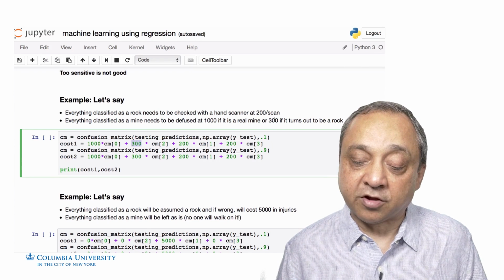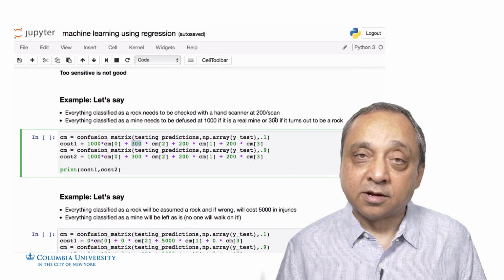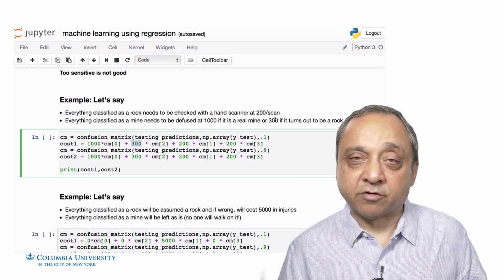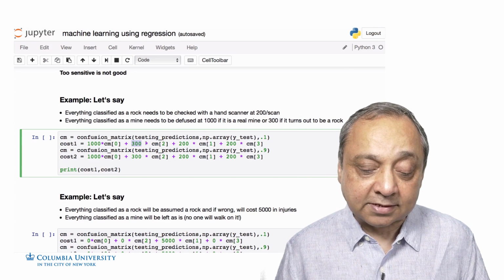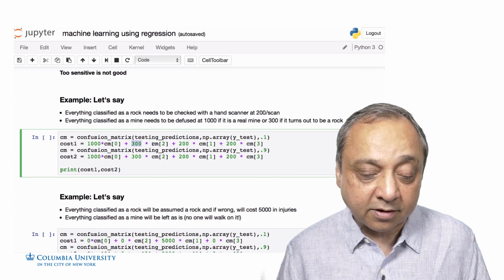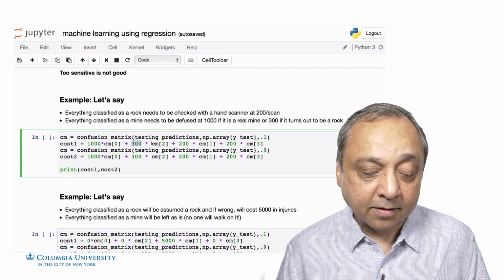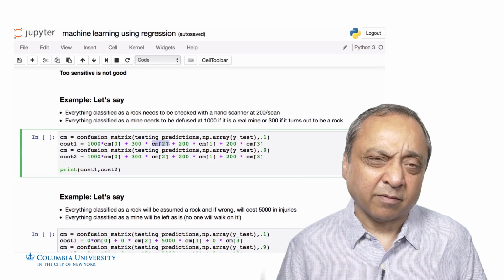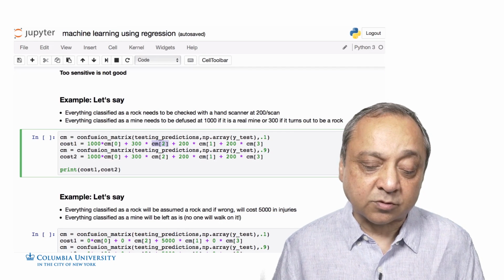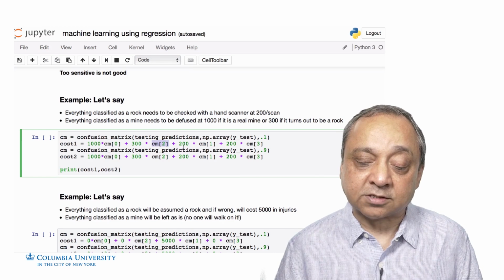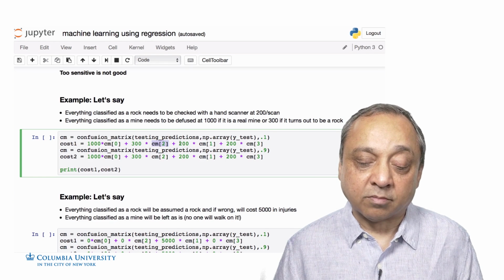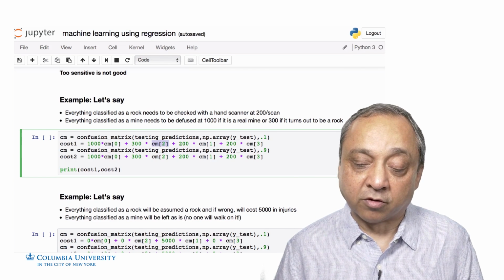So that's going to cost us $300 because we send someone to test it, and it turns out to be a rock, and we spend $300 trying to figure that out. The next is our false negative rate, which, it doesn't matter in this case, but this is what tells us it's a rock. If it's a rock, it costs us $200 to check it and make sure that it is actually a rock.